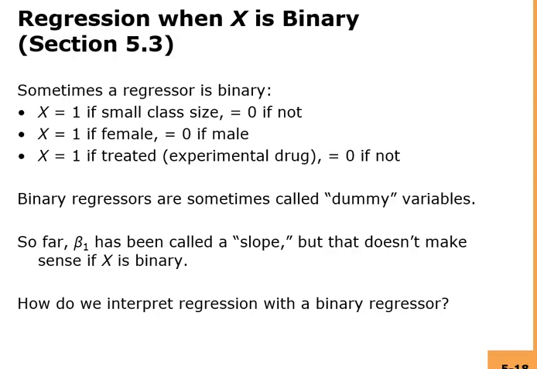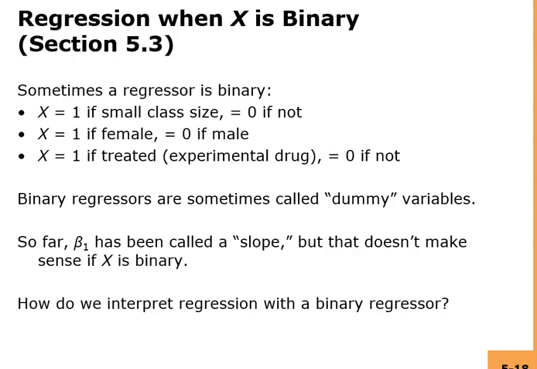So far what we have looked at is how regression analysis is done when x, our right hand side variable, our independent variable, is a continuous variable. Now x can also be a binary variable. What does that really mean? A binary variable takes only two values. That's why it is called a binary variable. Sometimes it is also called a dummy variable.